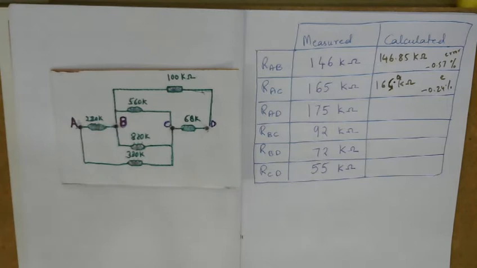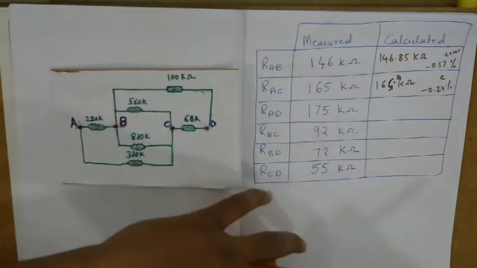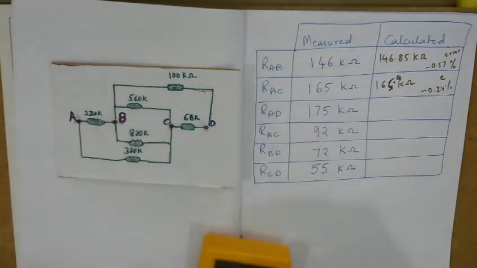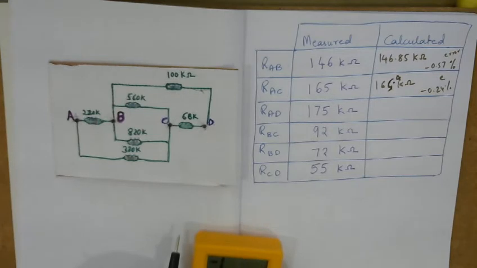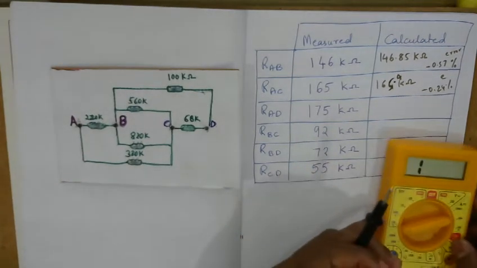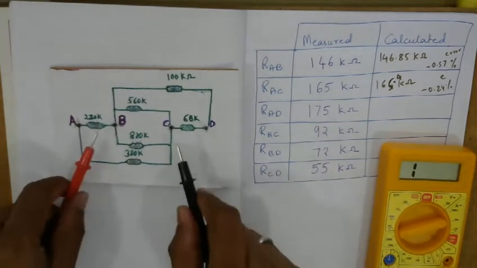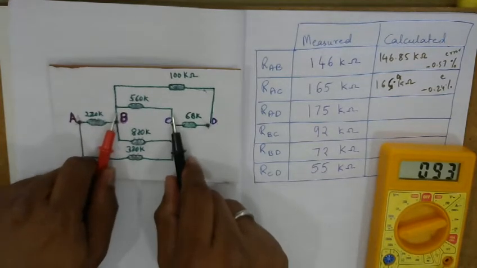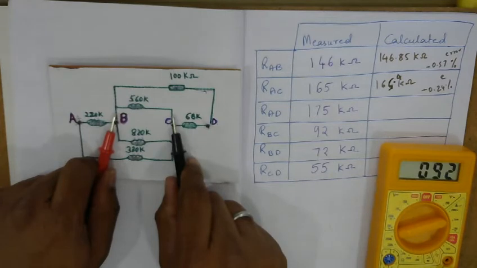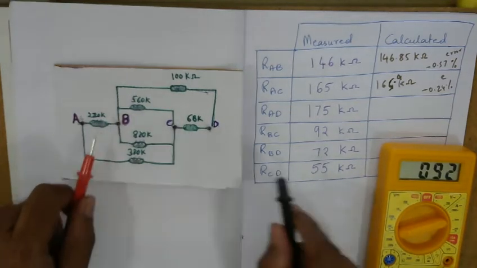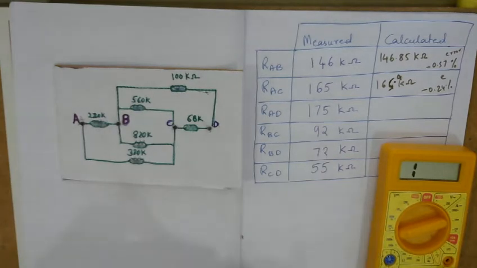So let's measure RBC. Already I've done the measurement and I got 92, but let's quickly do one more measurement. So I'm measuring RBC. Again I'm getting 92 kilo ohms of resistance. Okay, which is what I have written here under the measured quantity.